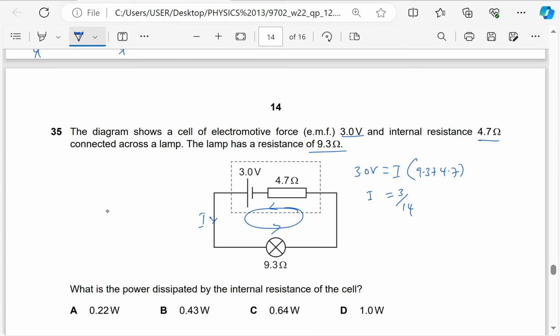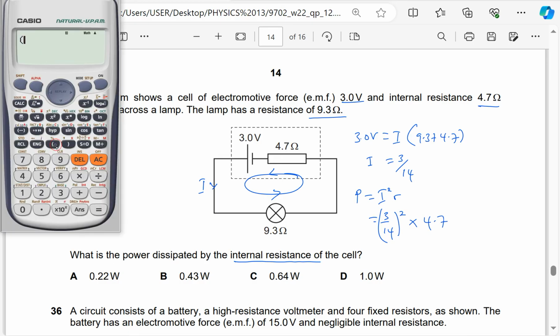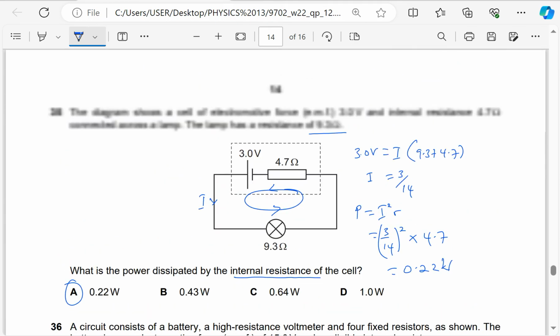That is the current. So I want the power in the internal resistance, which is 4.7. So remember the current is the same. So power in the internal resistance is going to be I squared times R, which is going to be 3 over 14, but this is squared, times the internal resistance, which is 4.7. So 3 divided by 14 squared times 4.7. So this is giving me 0.22. So the answer is going to be A. Oh, this was in amperes.